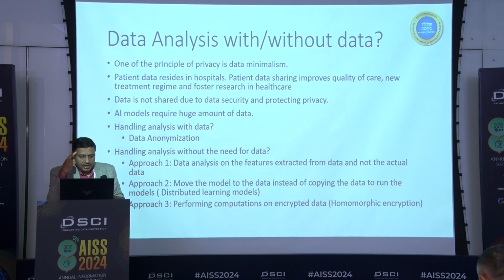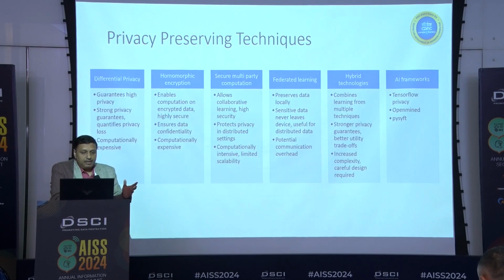The second is, can we move the model to the data? This big data principle says don't move the data, move the algorithm near the data. So can we move the AI to the data rather than bring data to the AI systems? That is one. And finally, can you do computation on encrypted data? Can I just encrypt it and then run multi-party computation? You can do federated learning and so on and so forth. Obviously, there are AI frameworks which are aware of privacy. So there is TensorFlow Privacy and OpenMined and PySyft. And these things are available.